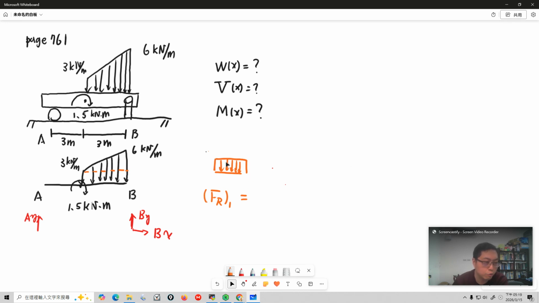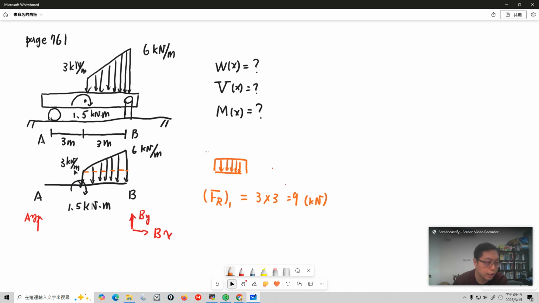What's the resultant force under this rectangular distributed load? It's the area under the curve. The height here is 3 kilonewton per meter and the length is 3. So it's 3 times 3, which is equal to 9 kilonewton. So FR1, the resultant force of this distributed load, is 9.